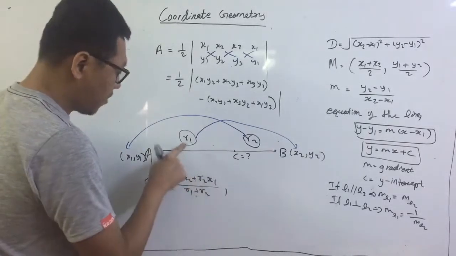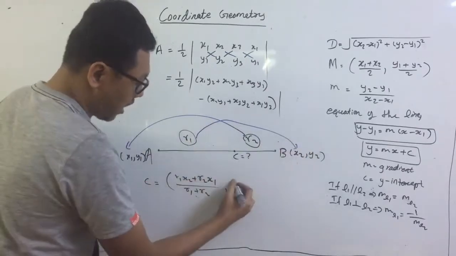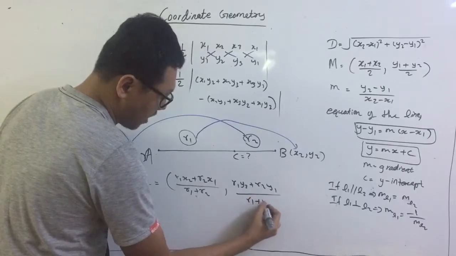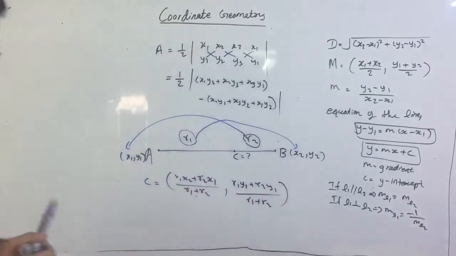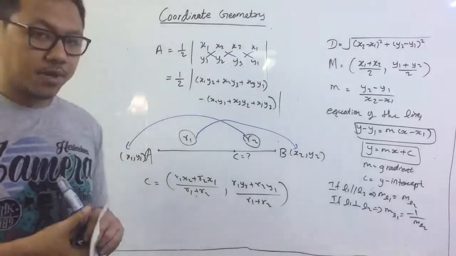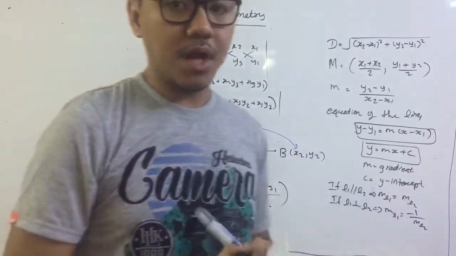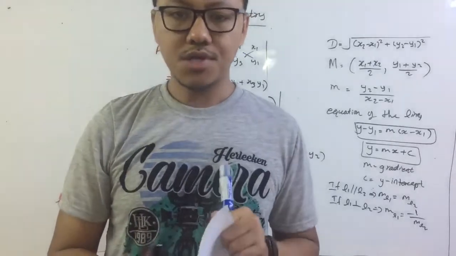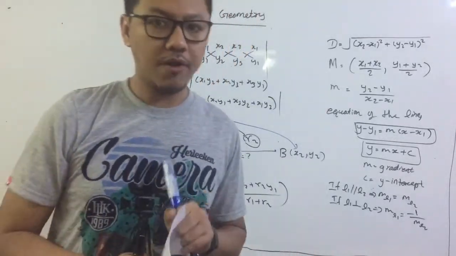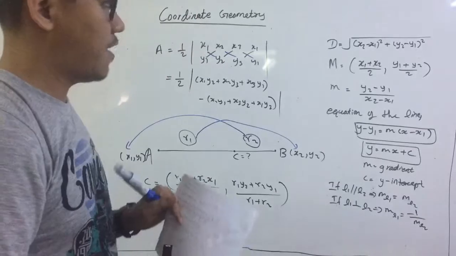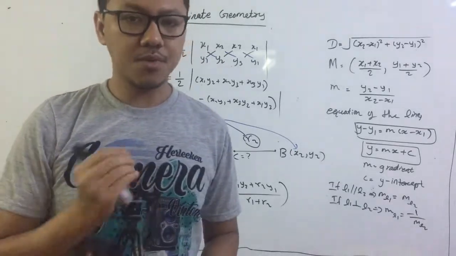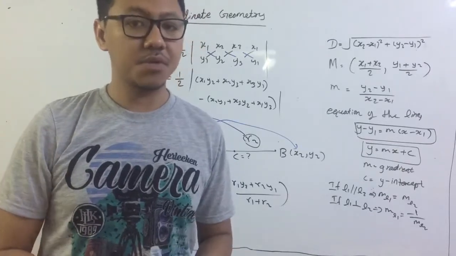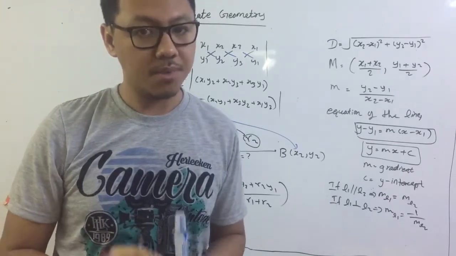And then the other one will be (R1 y2 plus R2 y1) over (R1 plus R2). That's the ratio formula. Another important point is that a perpendicular bisector always passes through the midpoint. If you are finding the equation of a perpendicular line, you have to find the midpoint first. And if a line is on the x-axis, y is equal to 0, and if a line passes through the y-axis, x is equal to 0. Those are very important, you have to keep in mind.